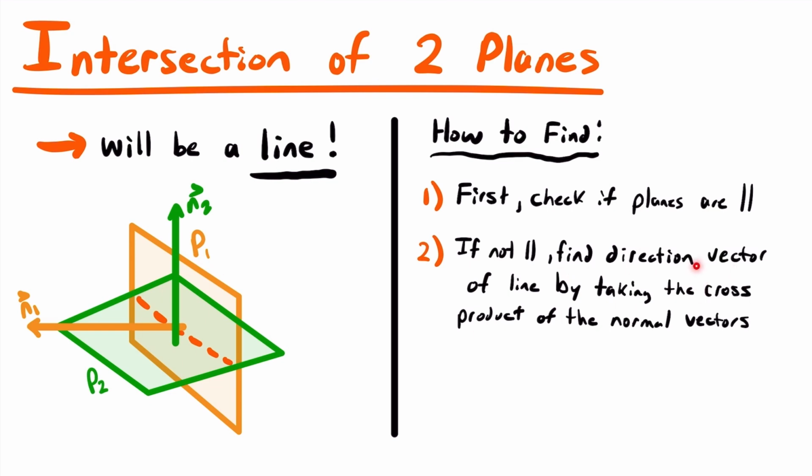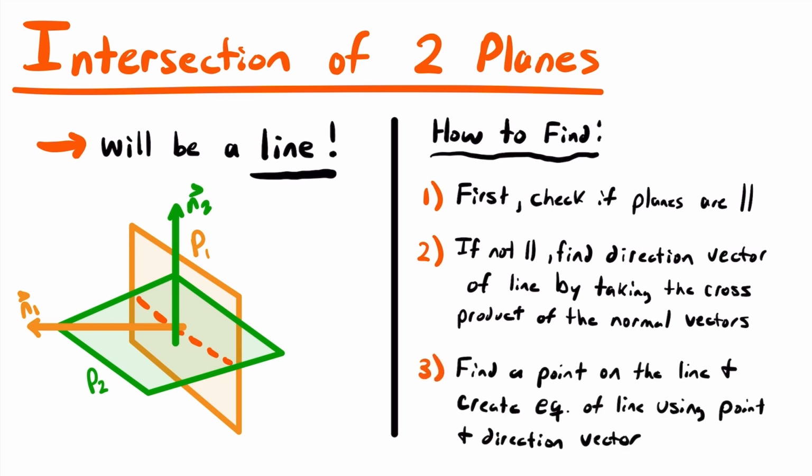And so that's how we find the direction vector for that line, but then we also need a point on that line, which takes us to step 3, which is to find a point on the line and create an equation of the line using that point and the direction vector. And we'll talk about how to find that point on the line as we go through our example problem, which is what we're going to look at next.